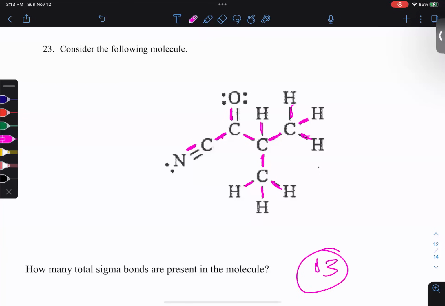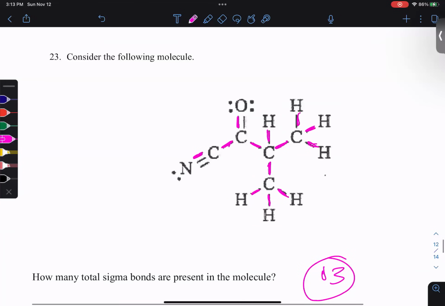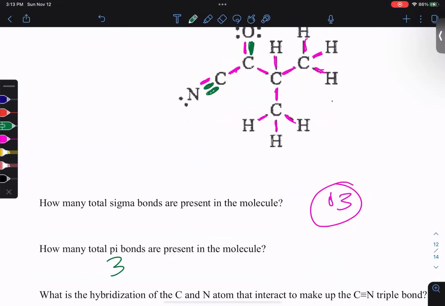Okay. All right. And then how many pi bonds? So we're counting the second component of the double bond. And then in the triple bond, how many pi components are there? 2. So then there are 3 pi bonds.